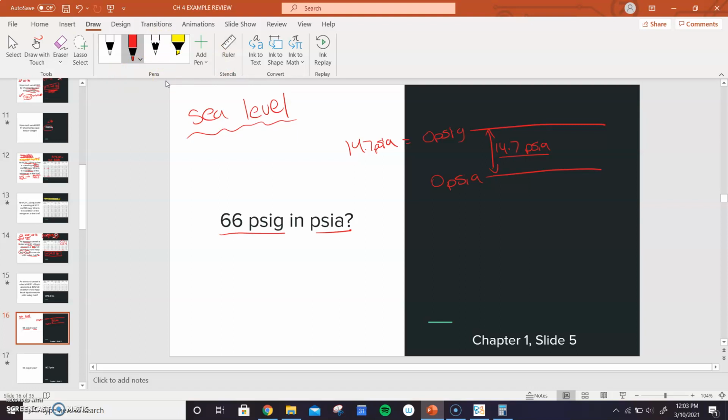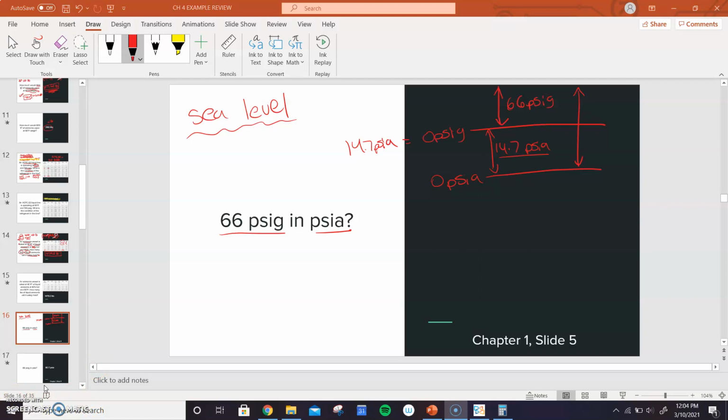So we are at 66 PSIG, so from PSIG, we have 66 PSIG. So now in PSIA, from the 0 point there, that was the bell song.